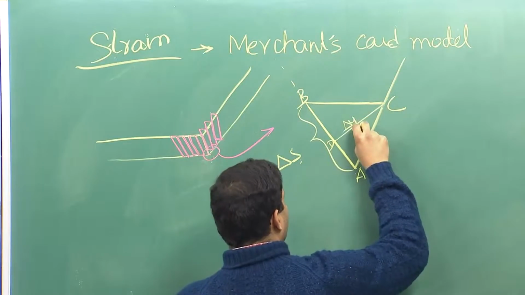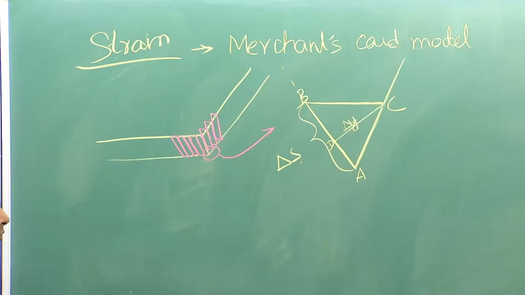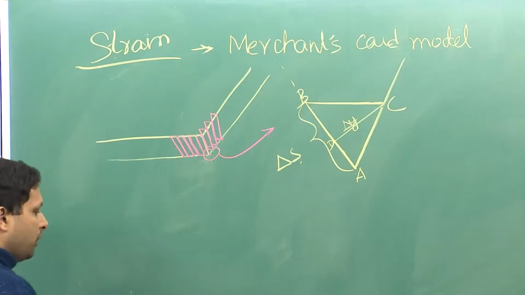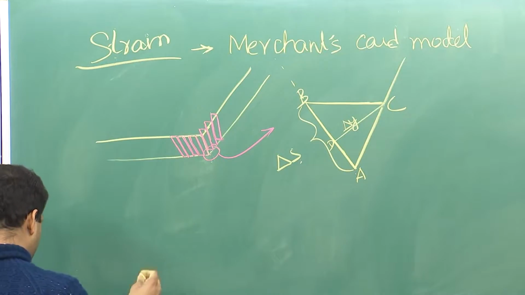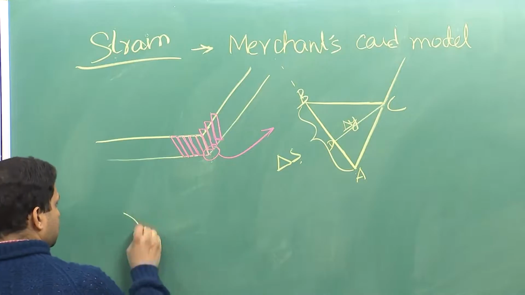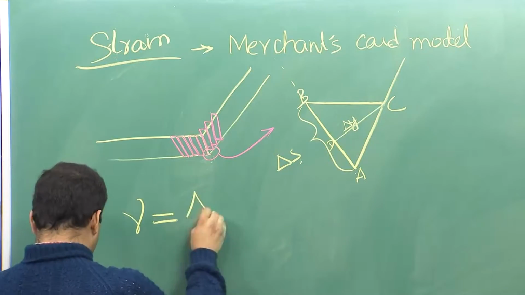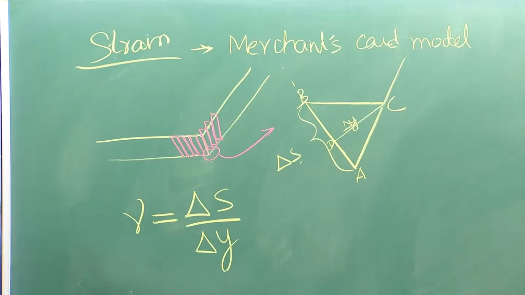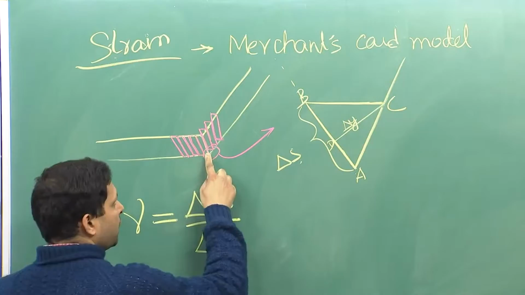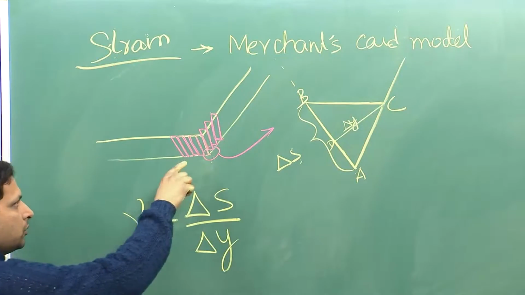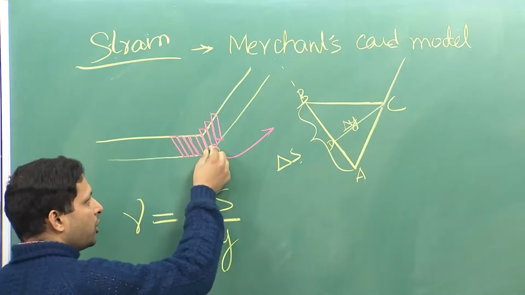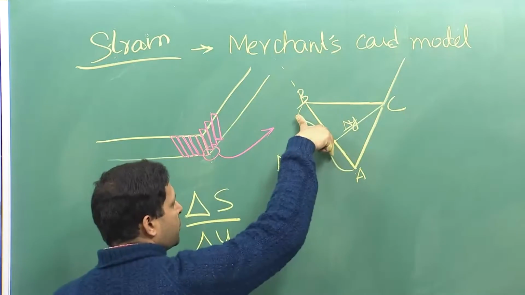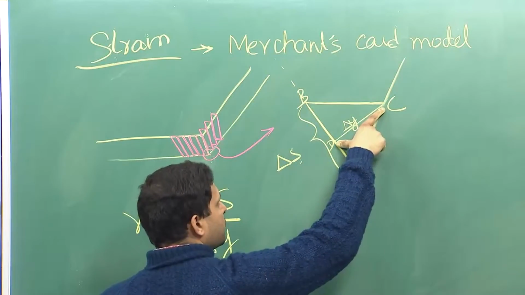We have to calculate strain with respect to this. So, if you look at the geometry, if you were to write the equation for strain, it will come out to gamma equal to delta S by delta Y, because this is shear strain. So, we are looking at the displacement with respect to the thickness of this rectangle. So, this is your delta S, which is the displacement with respect to the thickness, which is delta Y.